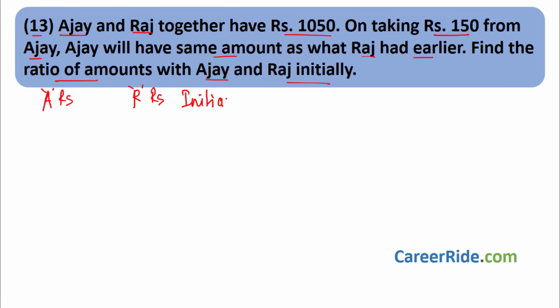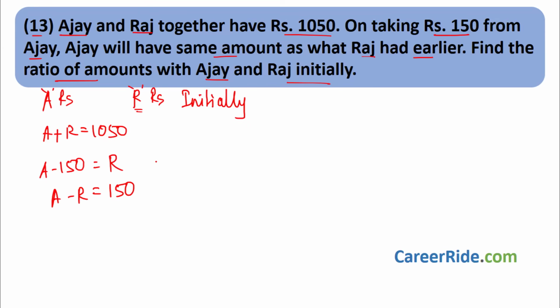Okay. Now we know that together they have 1050. So A plus R would be 1050 rupees, right? Now what they say, when we take 150 rupees from Ajay, so Ajay minus 150 rupees, then Ajay will have how much amount? It would be same as what Raj had earlier. Raj had R rupees earlier, so it would be R. So that is nothing but A minus R is 150. This is first equation, this is second equation.